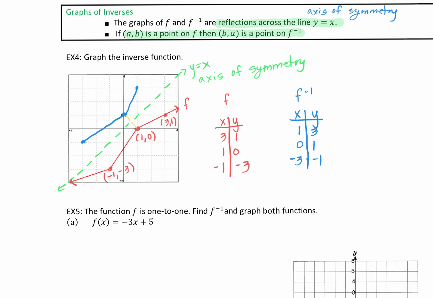So if you look at the point (3, 1), it's going to pass through (1, 3), and those points are the same distance away from our axis of symmetry. Let's look at (-1, -3), and yes, those points are the same distance away on opposite sides of our axis of symmetry. So now all I have to do is finish off the graph. I can just look at f to know that f inverse is going to keep going up.